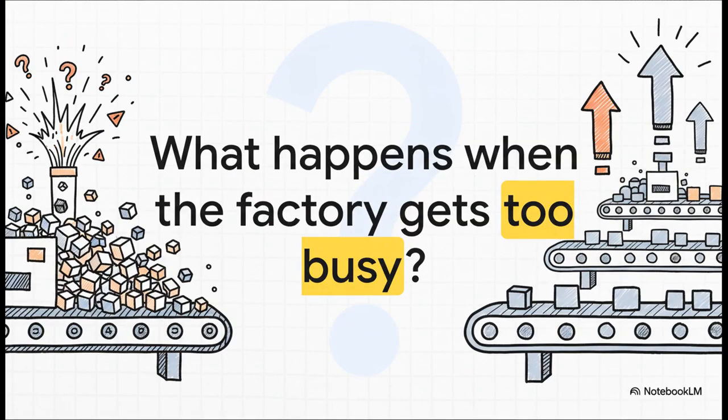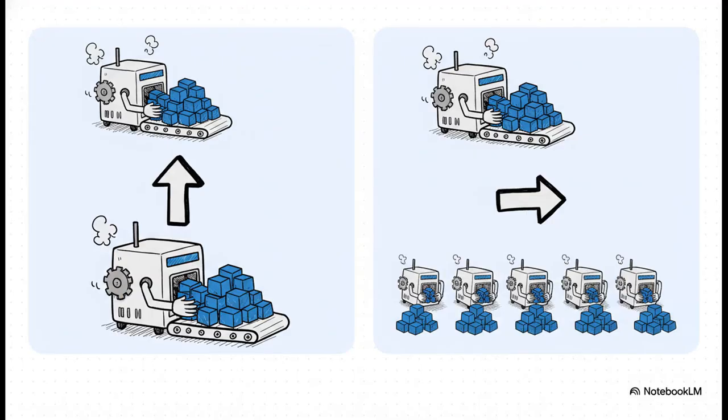But here is the billion-dollar question for any big tech company. What happens when your app goes viral? When you suddenly have 10 times or 100 times more data than you planned for? What happens when your factory floor is completely overwhelmed? Well, you have to scale. And you've basically got two options.